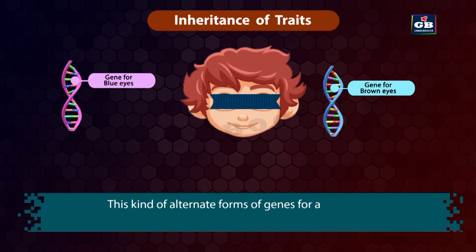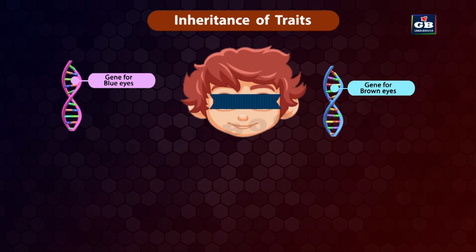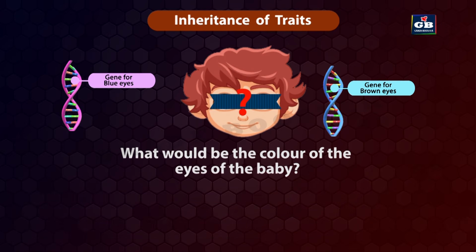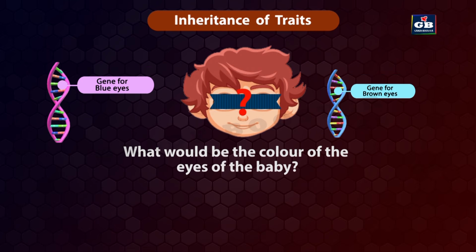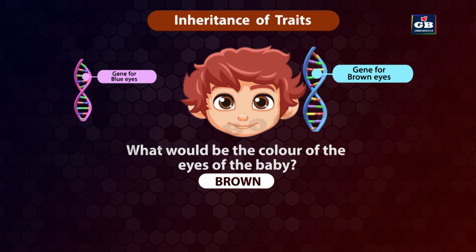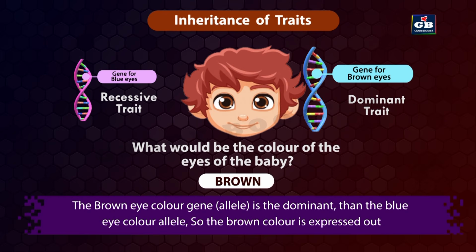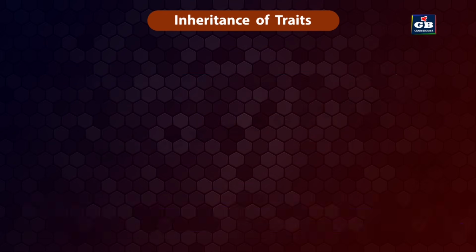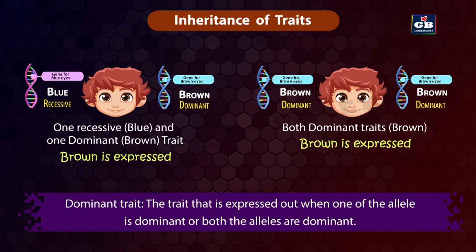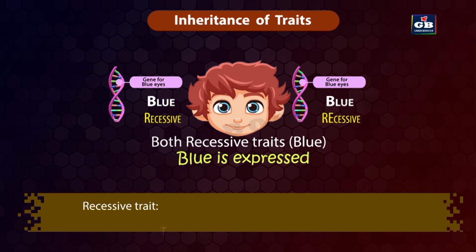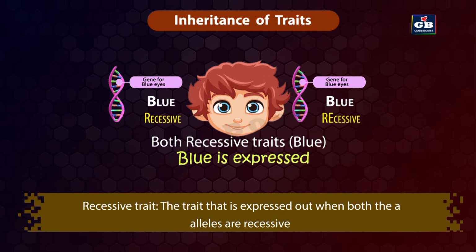This kind of alternate forms of genes for a single character are called alleles. But here, what would be the color of the eyes of the baby? Brown or blue? The eye color of the baby will be brown, because the brown eye color gene is dominant over the blue eye color gene, so the brown color is expressed out. Dominant trait. The trait that is expressed out when one of the alleles is dominant or both the alleles are dominant. Recessive trait. The trait that is expressed out when both the alleles are recessive. This is the basic idea of inheritance of traits.